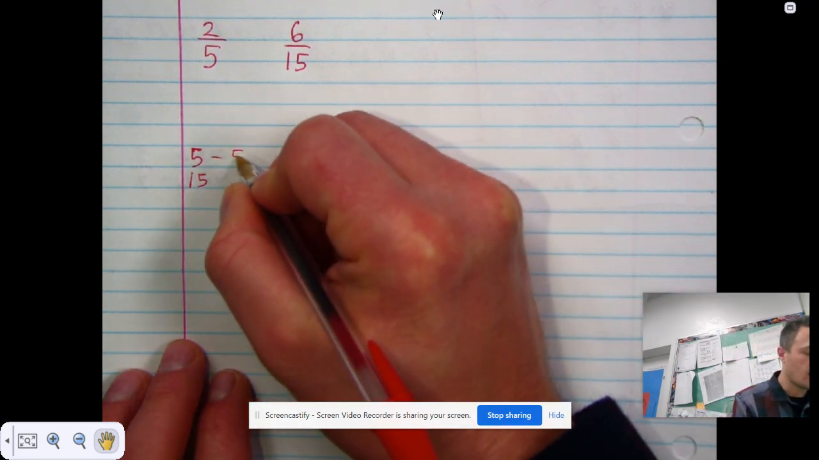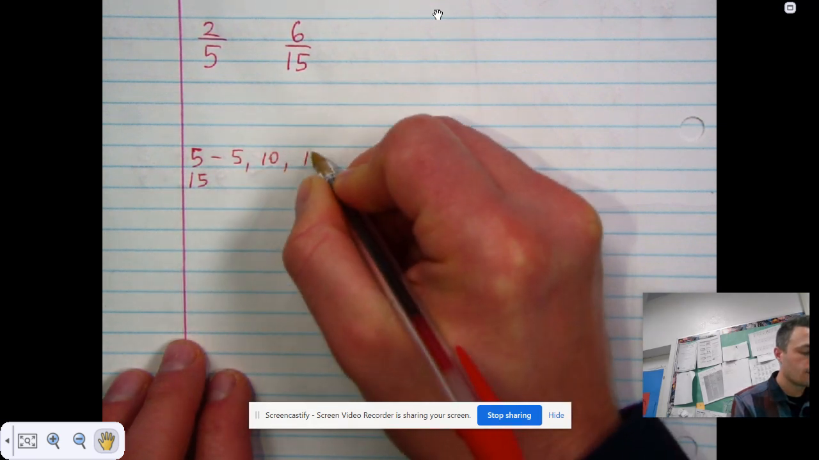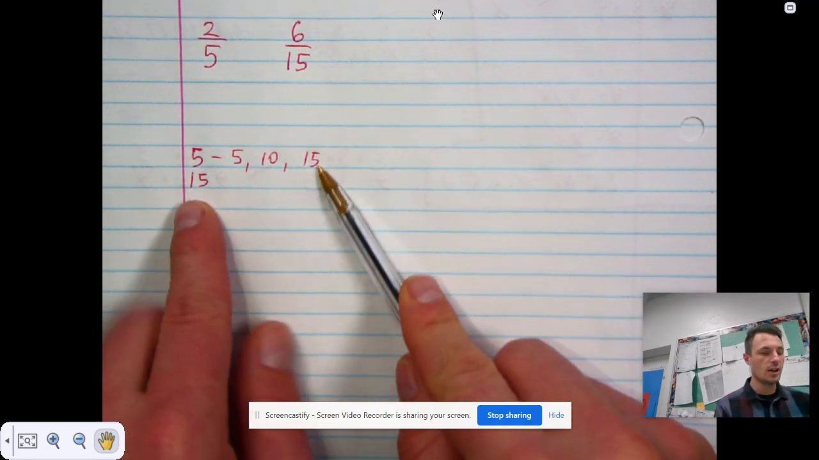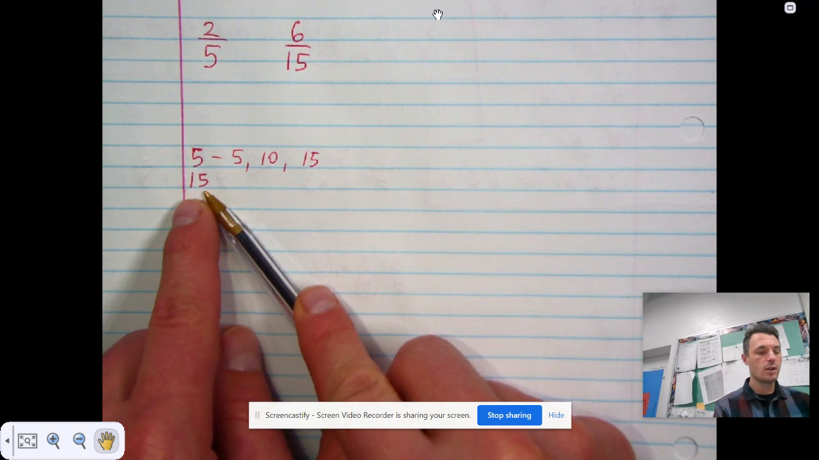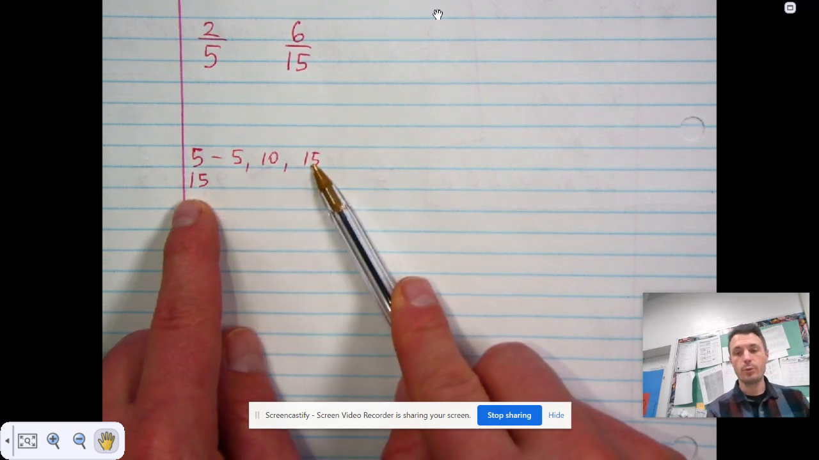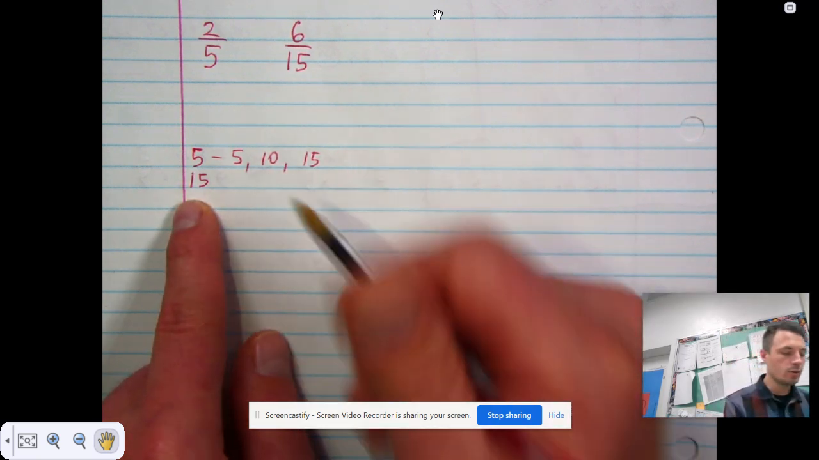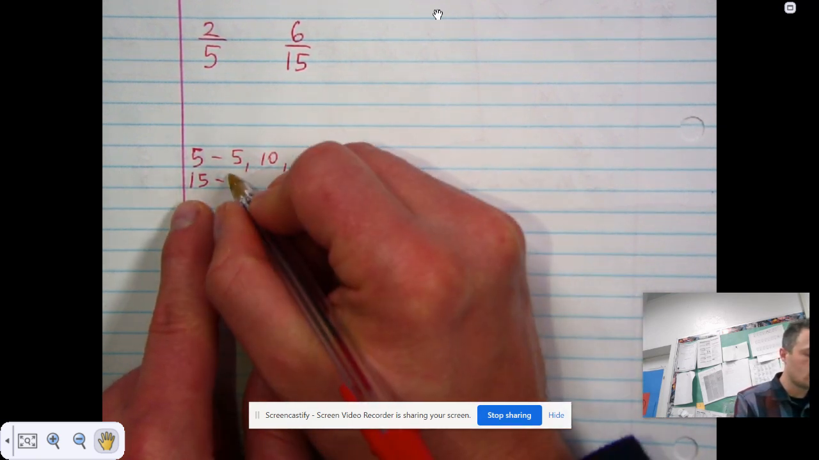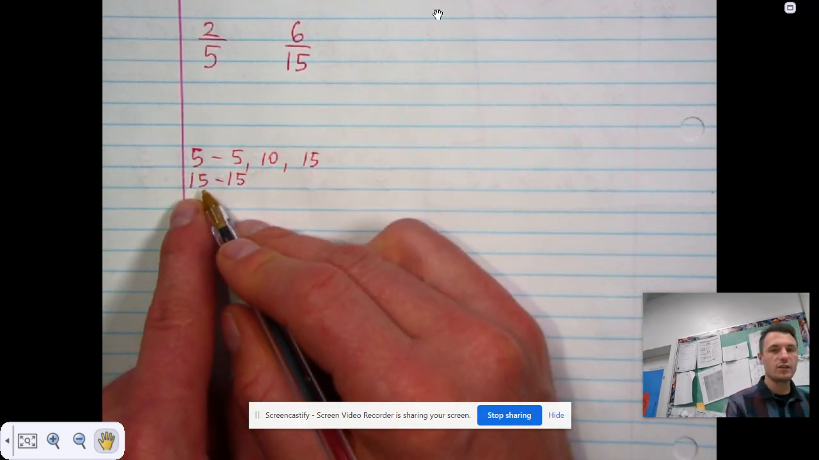So we count by 5s, 5, 10, 15. And look, we just got the second number in our list of multiples of the first number, which means we don't have to go any farther because 15 is going to be the first multiple of 15.